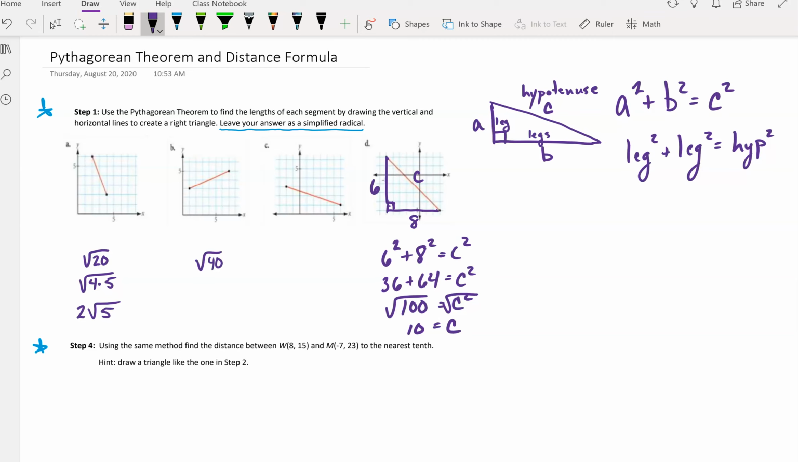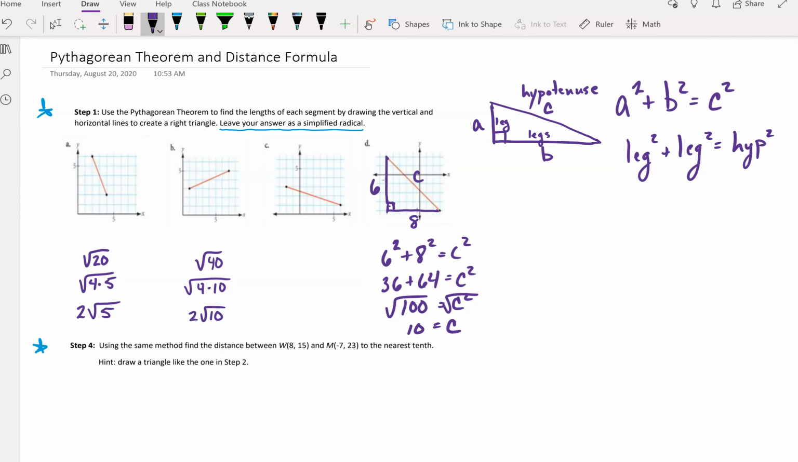For part B, you should have gotten the square root of 40. And you have another perfect square here that you can see. We know 4 times 10 is the same as 40. So 4 is a perfect square. That's going to come out. 2 root 10 is your answer here for part B.